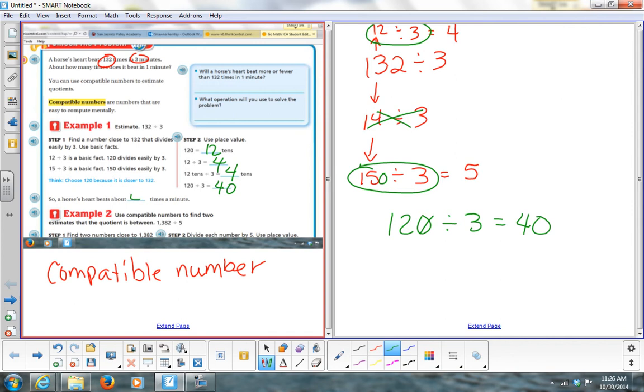So a horse's heart beats about 40 times a minute. About 40 times a minute. About tells me to estimate, right? Yes. Not an exact answer.